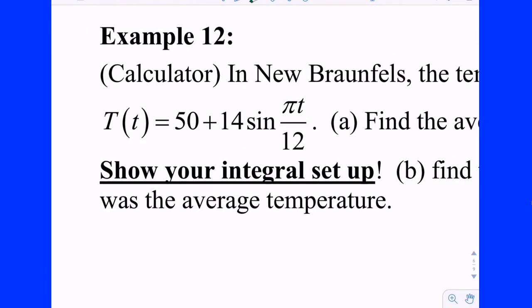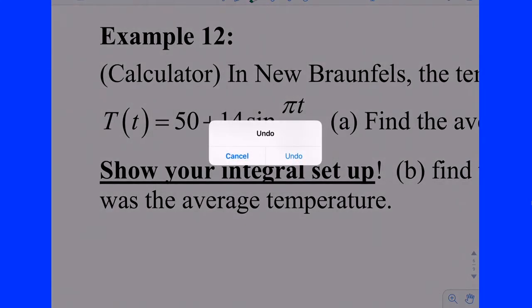Example 12, calculator. Okay? This is pretty relevant right now. The temperature outside has changed pretty dramatically. Boy, that's a whole different kind of change, dramatically. It's a little chillier than it was this morning. It's kind of damp. Yeah, okay, there you go. Hey, the apartments are still there. So is the tree. Okay. In New Braunfels, anyone ever been there?